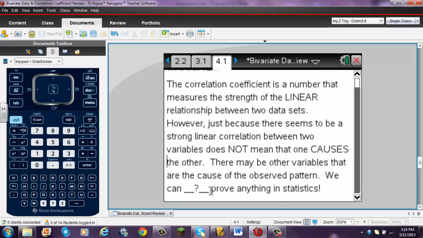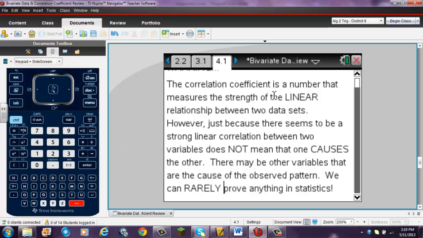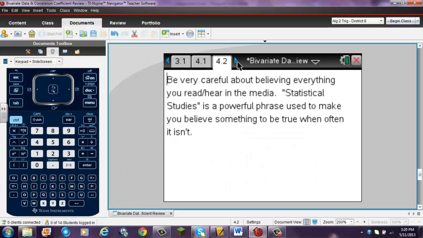We can never, or we should say rarely, prove anything in statistics. You certainly can't prove anything with just a linear correlation model or correlation coefficients. Be very careful about believing everything you read or hear in the media. "Statistical studies" is a powerful phrase used to make you believe something to be true when often it isn't.